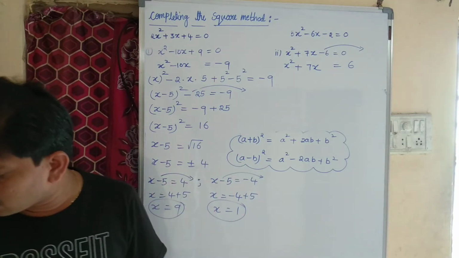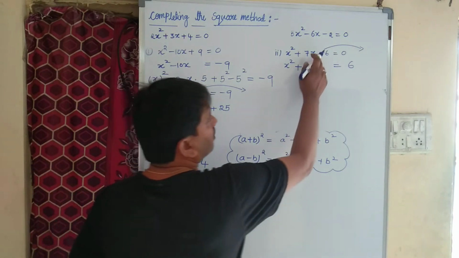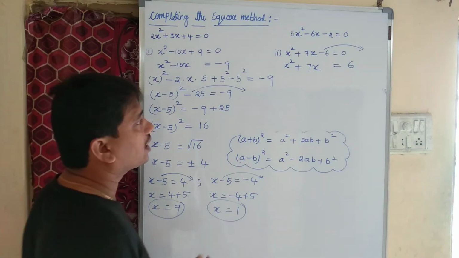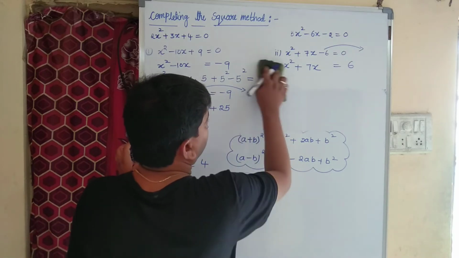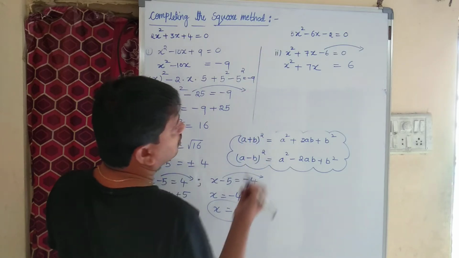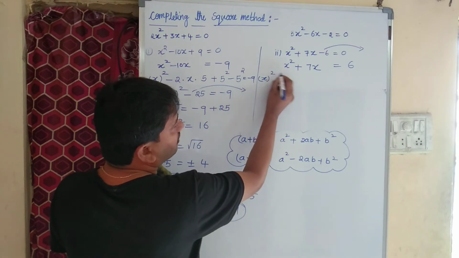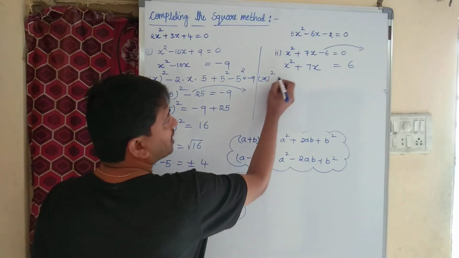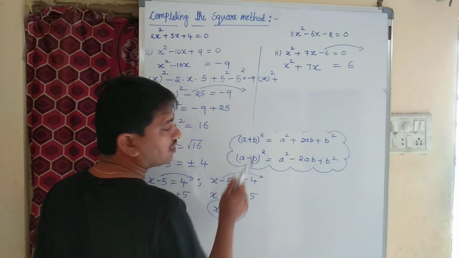Okay, let us go with the second question, that is x square plus 7x minus 6. What we did, we transposed minus 6 towards the right hand side, we got plus 6. Now how can I write this? If you observe here, x square I can write as x whole square. Here we have a plus sign. Plus sign means what formula we need to use? The a plus b whole square formula.